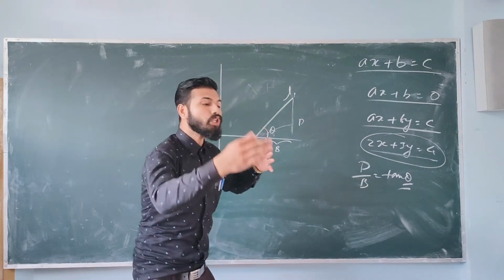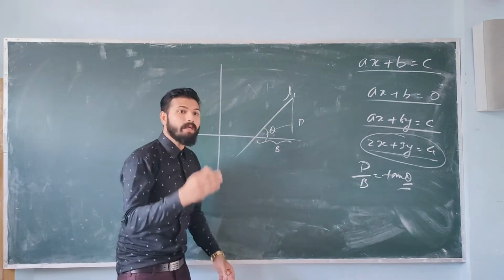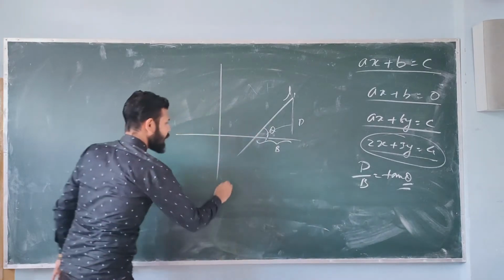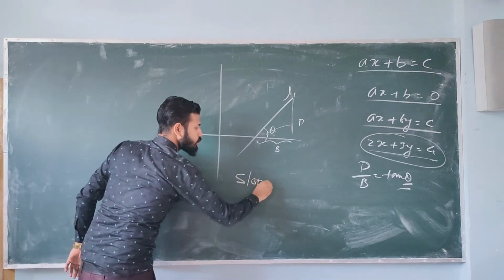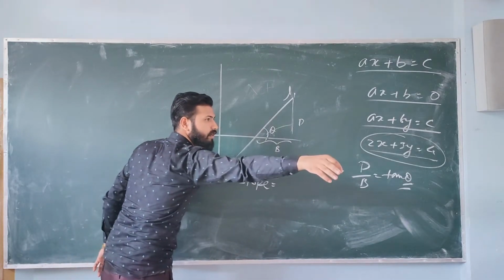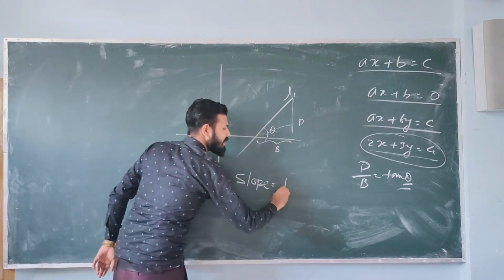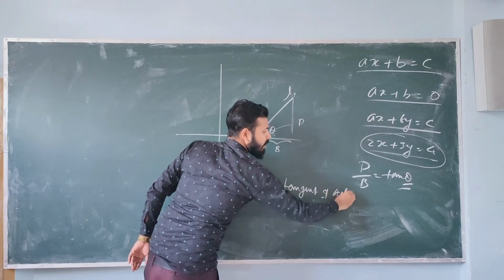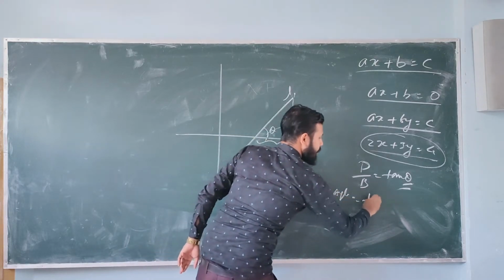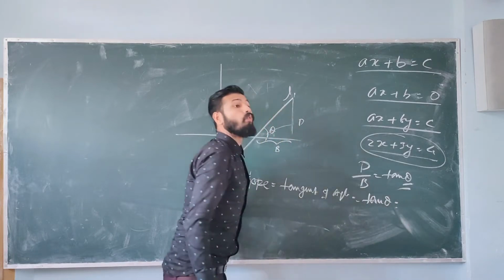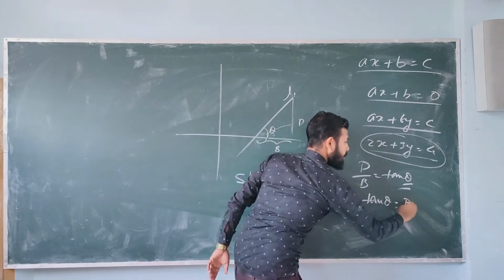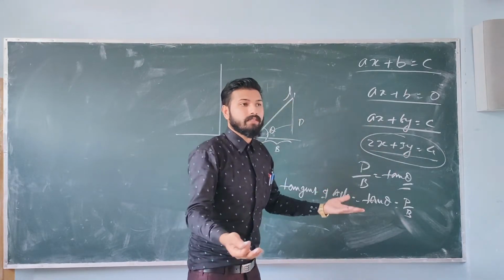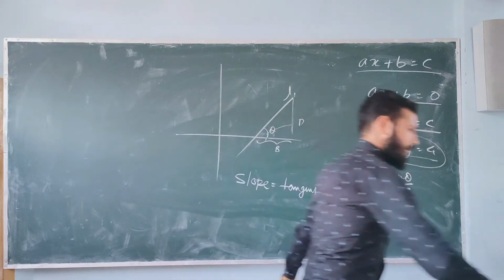That means what we understood from the demonstration is that the slope depends on P by B. So what is slope? Slope is nothing but the tangent of the angle. What is tangent? It means tan theta. What is tan theta? Tan theta means P by B. P means perpendicular, and B means base. Now you see, a common example, very interesting.